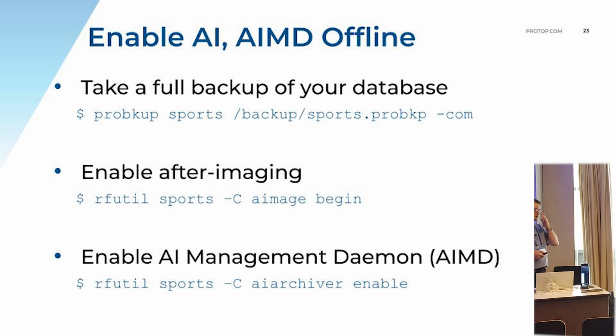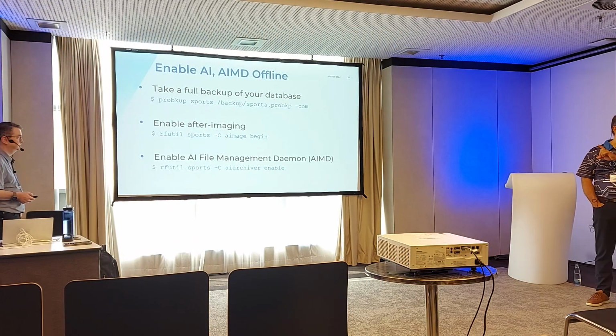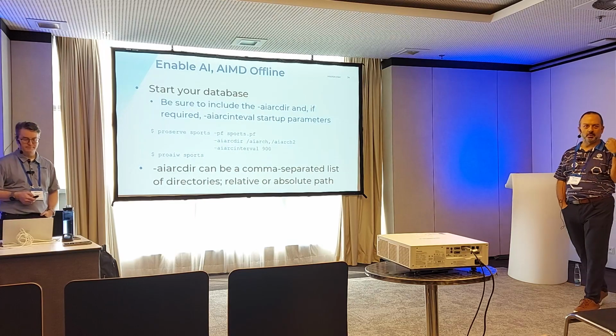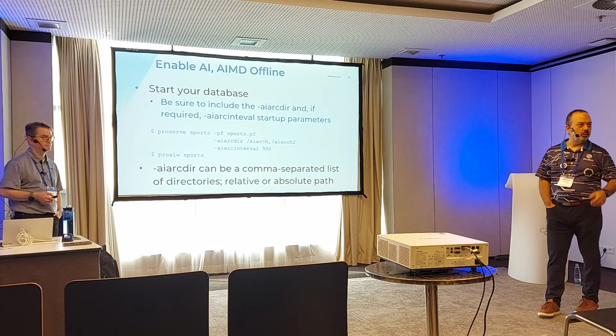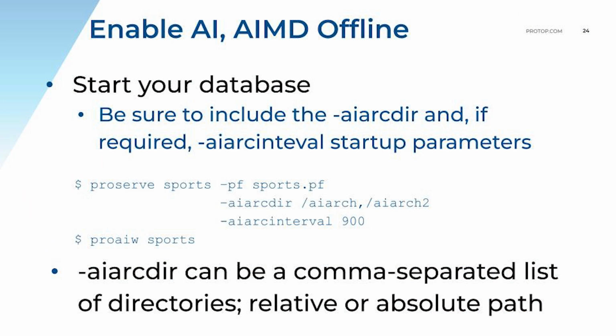And then because we don't want to do manual scripting of the archiving of the extents, and we want to use the AI file management daemon, AIMD, or AI MGT, whatever, you're going to run this command, aiarchiver enable. Just to clarify, we'll show you how to do this online in just a couple of slides. We're showing you the offline method first. That's the way we used to do it, but you can do all of this without ever shutting the database down. So the next step, having done that offline, is that you're going to start your database.